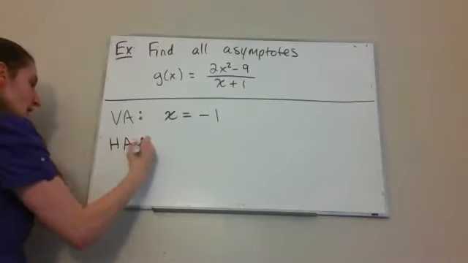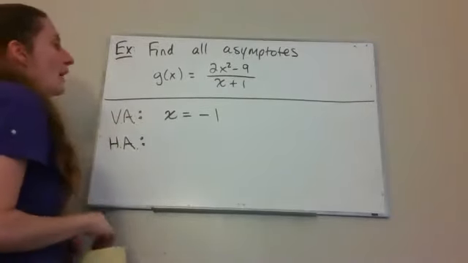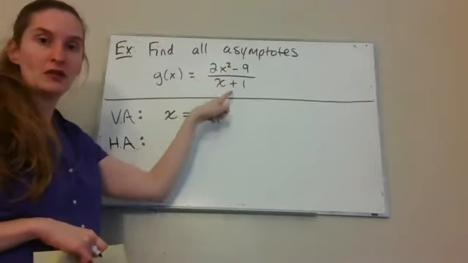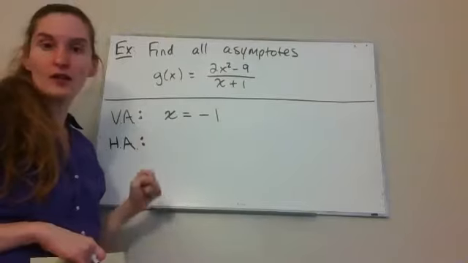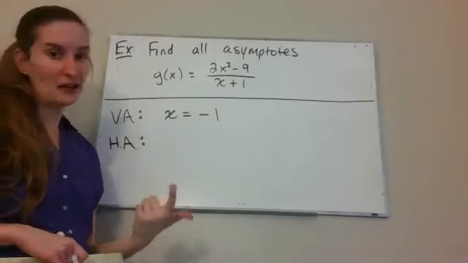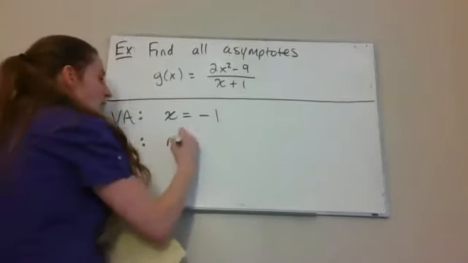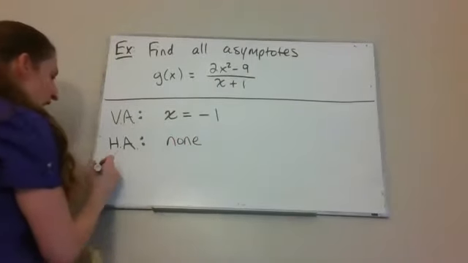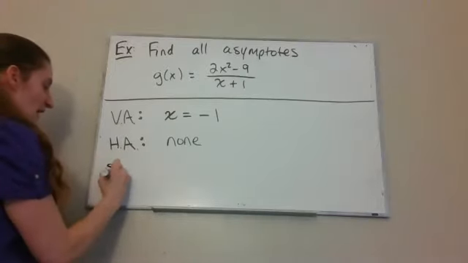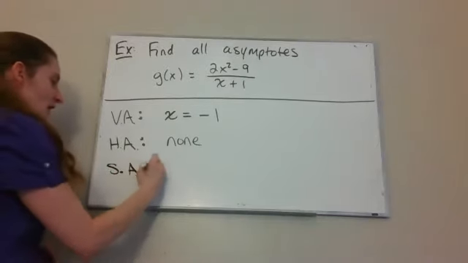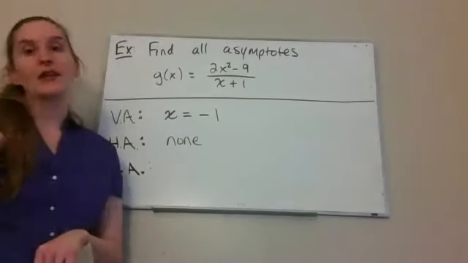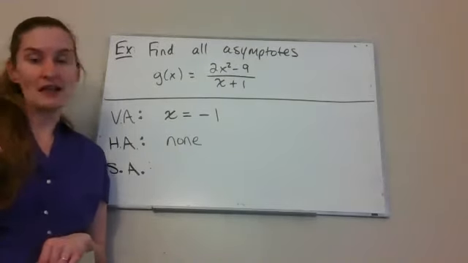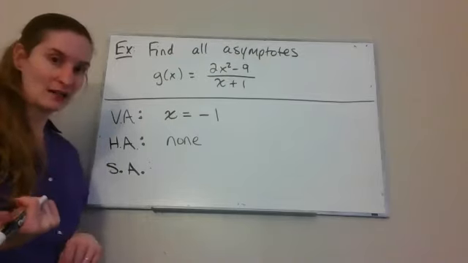Horizontal asymptotes. Look at the degrees. The degree of the numerator is 2. Degree of the denominator is 1. Since the numerator has higher degree, I know that there are no horizontal asymptotes. And then last we have slant asymptote. Is the degree of the numerator exactly 1 bigger than the degree of the denominator? Yes. This means we have a slant asymptote.